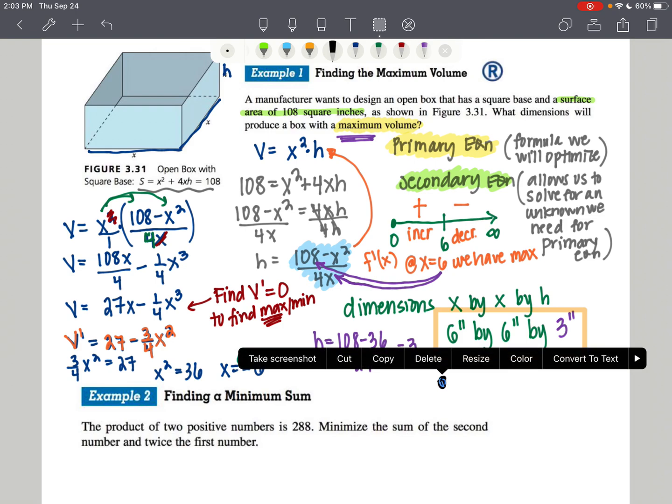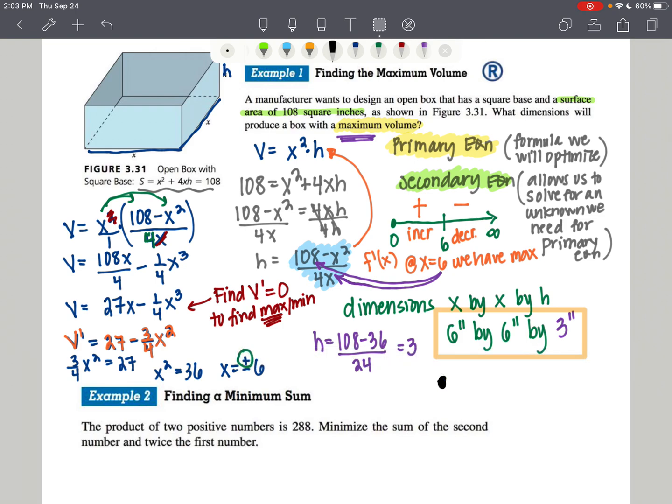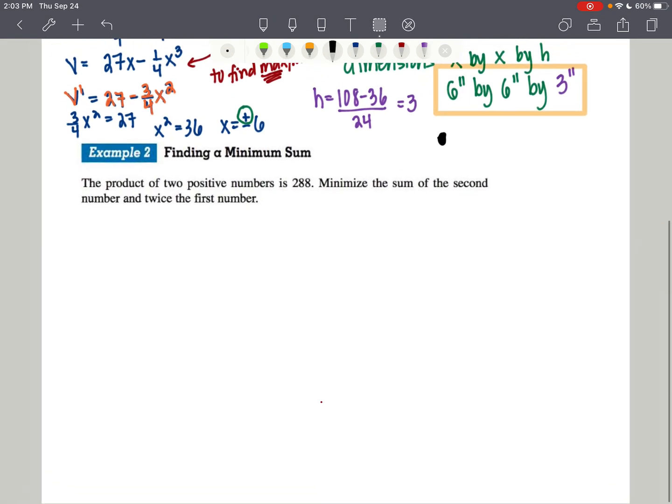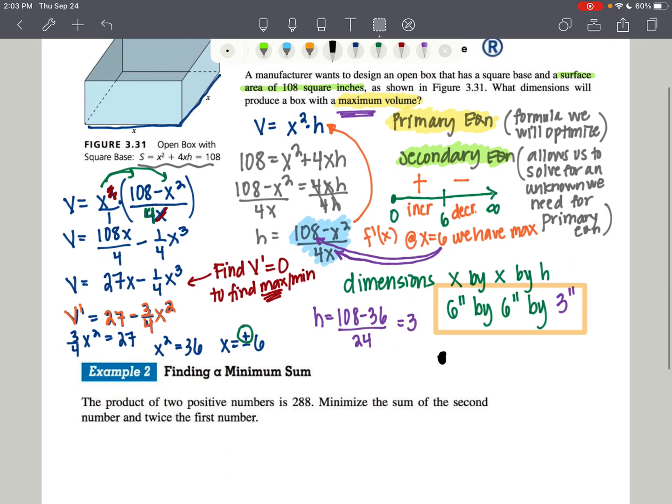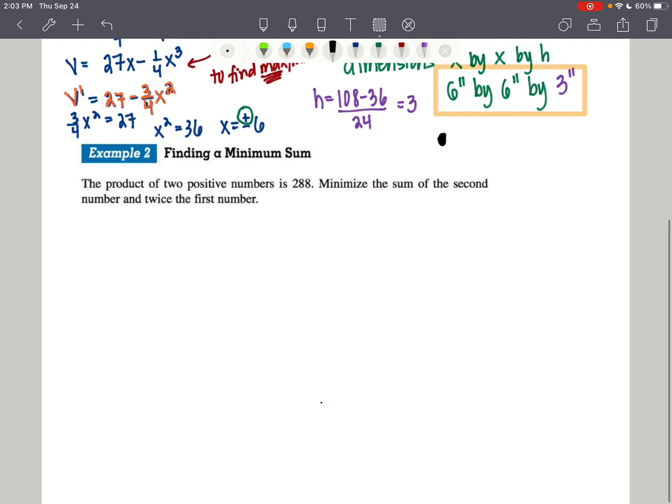So hopefully that was a nice little quick review of that. Here's another example that we're going to do, finding a minimum sum. We're going to find a minimum sum in the next problem. So I'm going to start another video for that next problem. Each problem is going to be its own video so that you have time to absorb.